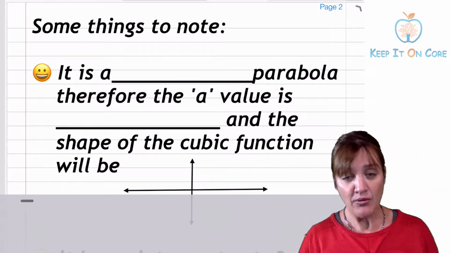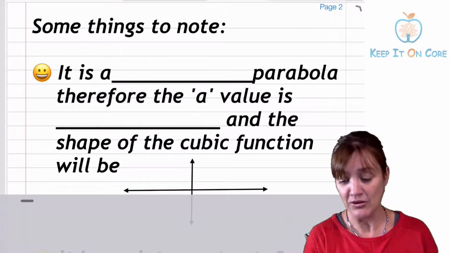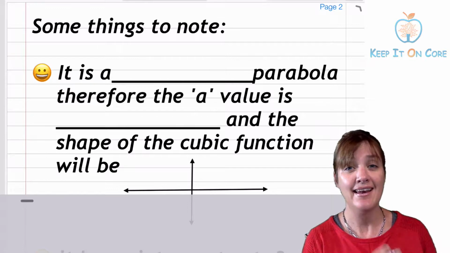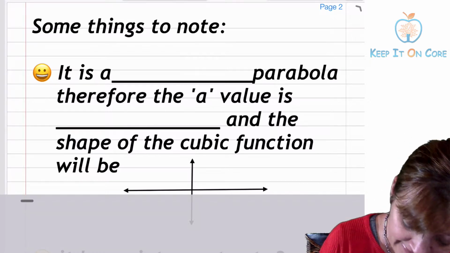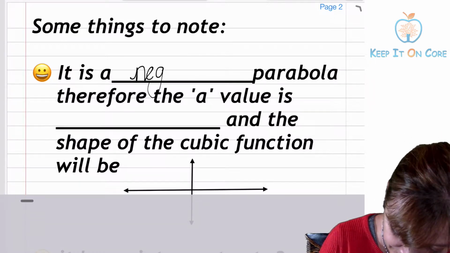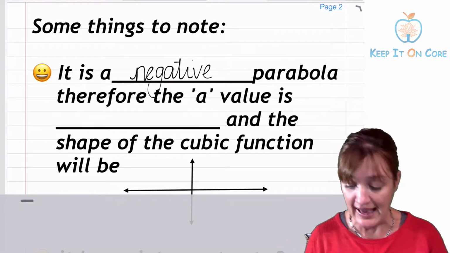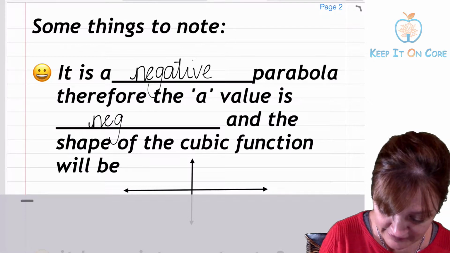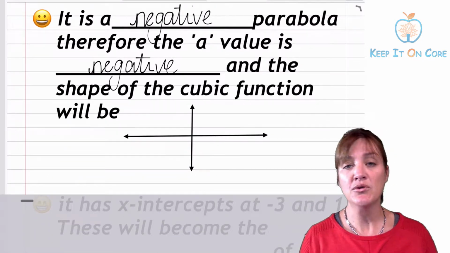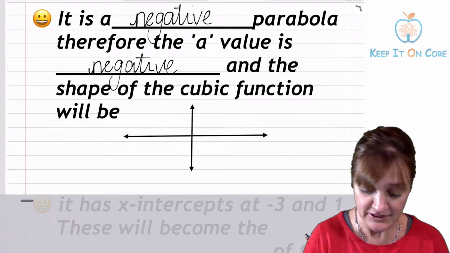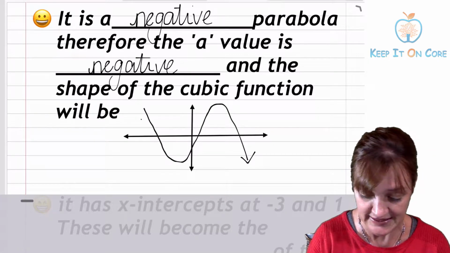The parabola is a downward facing, frowning parabola, so that means it's a negative parabola, so the a value of your parabola or your quadratic equation is negative. That is going to carry through to the cubic, so therefore the a value is negative. And that means the shape of your cubic graph is going to be negatively shaped, which means it starts by decreasing, it increases, but it must finish off by decreasing.